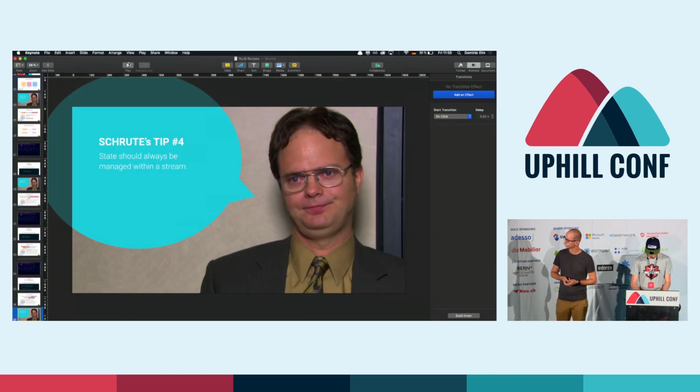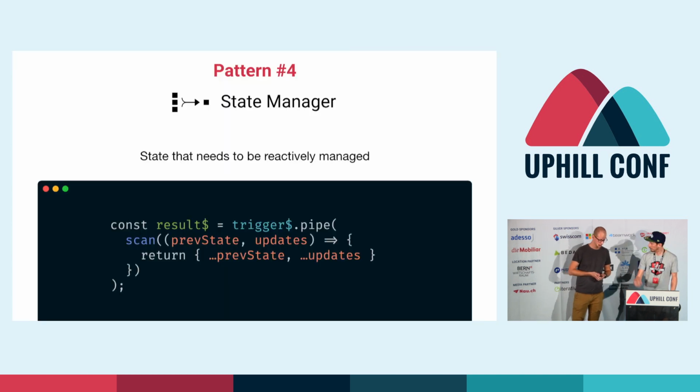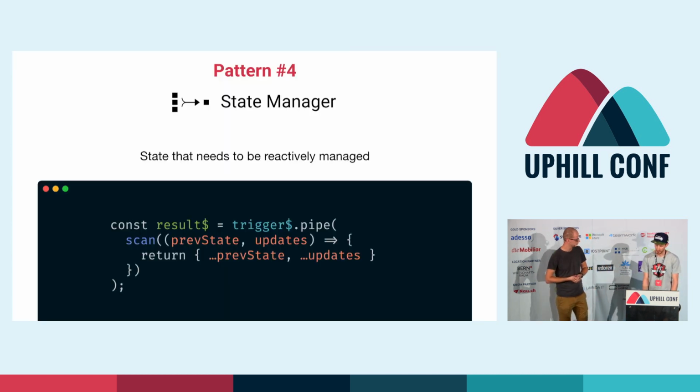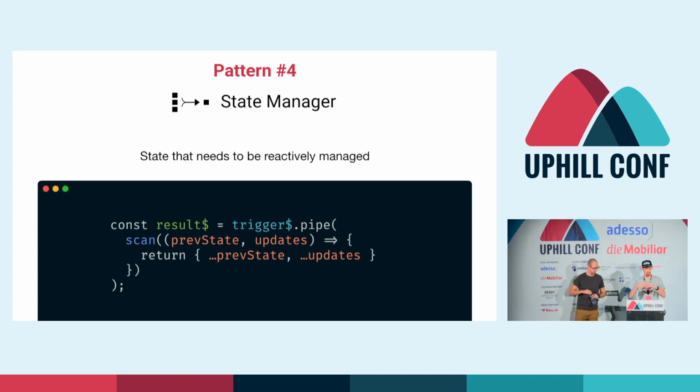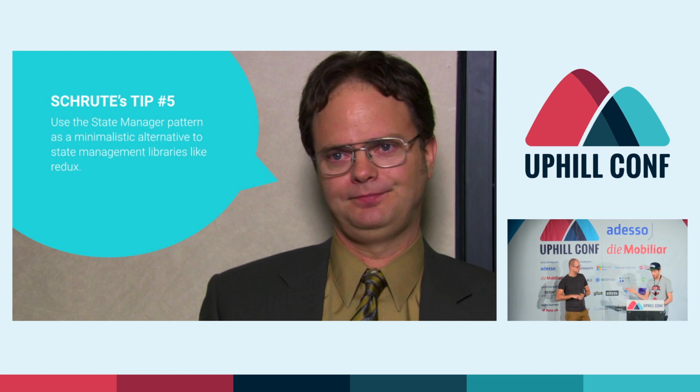Cool. So the pattern that we just used is the state manager. So whenever you have to reactively manage state, this is a very, very simple approach of state management, but it's very helpful already. It gets you very far. So you can just use a trigger, then the scan operator to keep the state and accumulate it, encapsulate it within the observable pipeline. So Shroot's tip number 5 is use the state manager pattern for a minimalistic alternative to state management libraries like Redux. You can get pretty far.